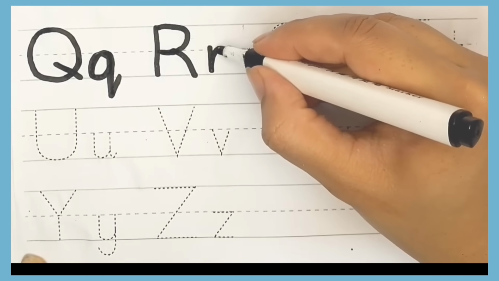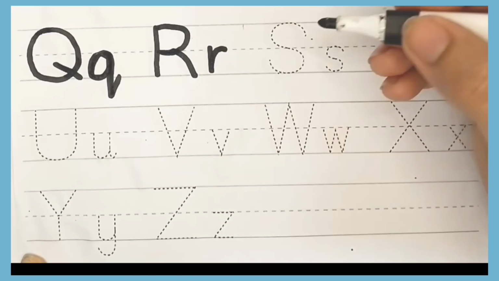Capital R, small r. R for rainbow. A rainbow has many colors. It appears after rain.